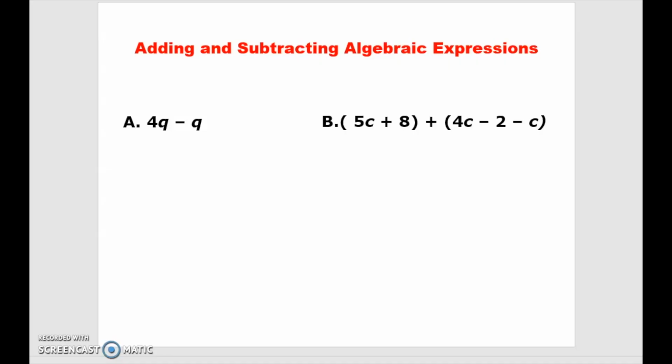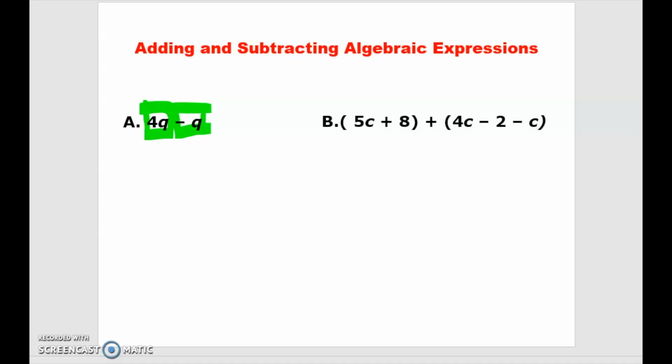So again, when we're looking at our expression, the first thing we want to do is look and see, can it be simplified? Do we need to distribute, or are we ready to combine terms? If we do not have any parentheses, we're ready to combine terms together. So in this first problem, we've got 4q, and I'm looking to see if there's any other terms that also have the letter q, and I have one right here.